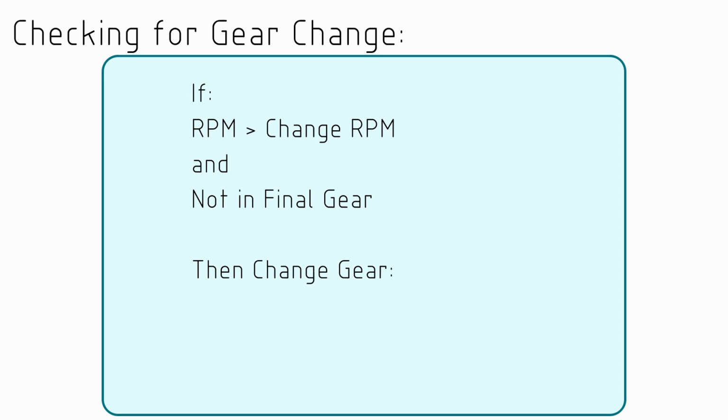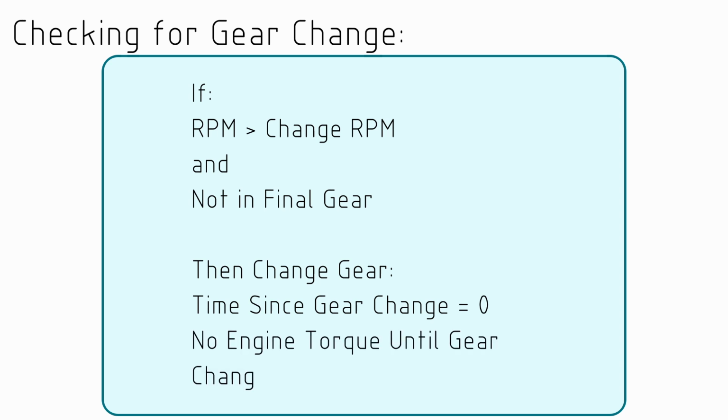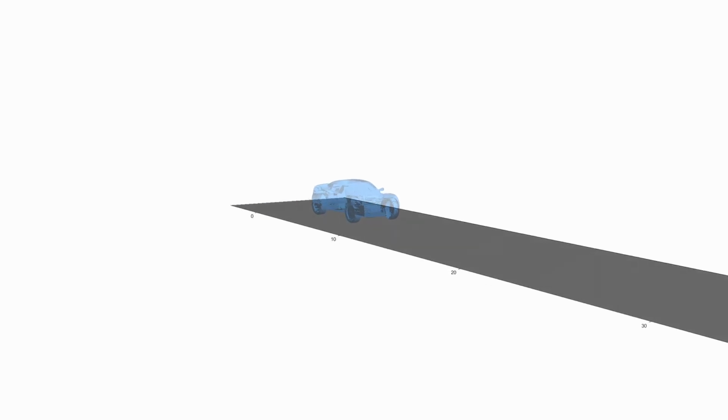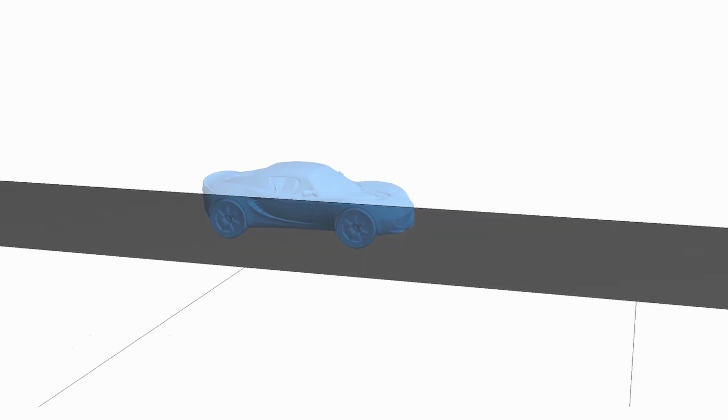Now if a gear change is initiated, we have a variable that is the time since the last gear change, and that's reset to 0. And until that time is greater than a set time we allow for the gear change, we set the engine torque to 0. Obviously, this is a fairly simple and harsh clutch model, but it works reasonably well for this sort of simulation. So if we were to do this for the Lotus Elise Series 1, these are the sorts of results we would expect.